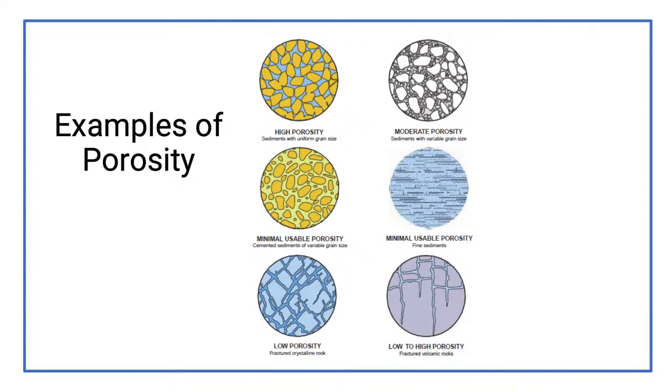There in the middle, we have minimal usable porosity. So you have cemented sand grains, you have a shale, and so you're going to have a small amount of porosity in there. And then we get into fractured bedrock, we're going to have low porosity, and then it can be low to high porosity depending on how broken up that bedrock is and how interconnected the fractures are.